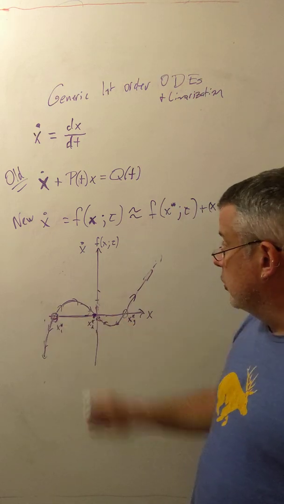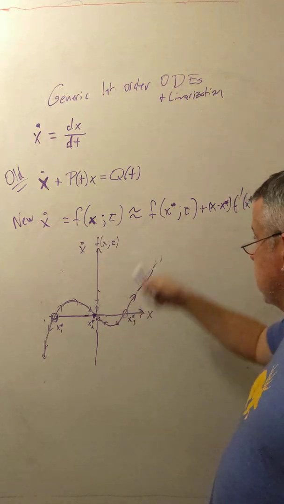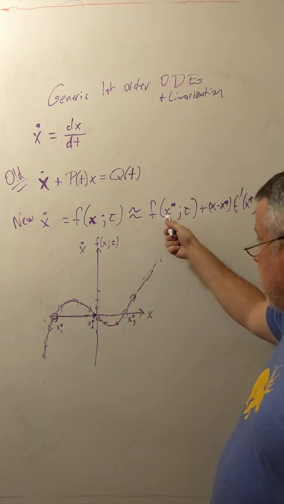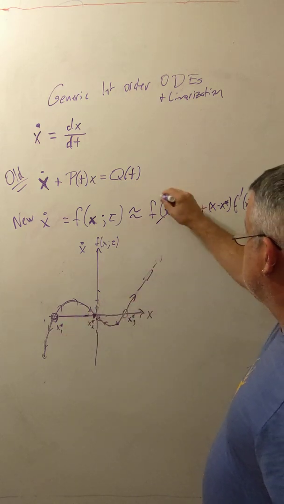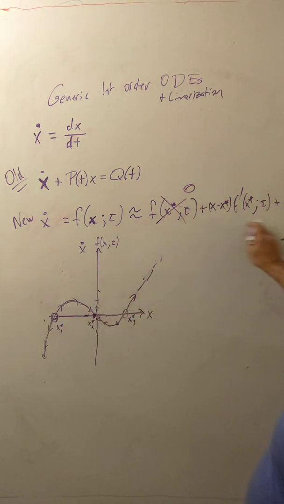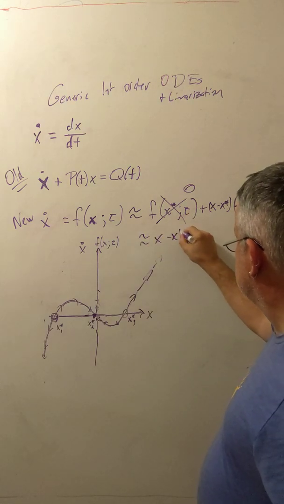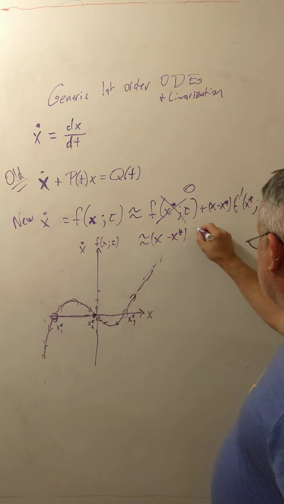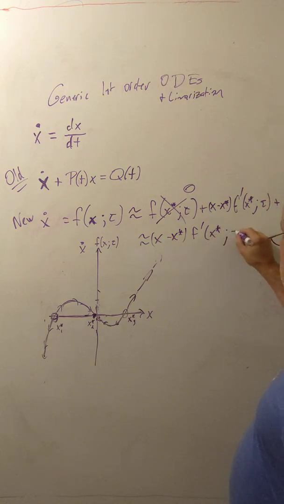Each of these is a root. And if they're a root, that means that x dot equals 0, f equals 0, which means that evaluating f of x star at any of the x stars we choose, this is equal to 0. So all we've got left is this little piece. So we have x minus x star, f prime of x star, tau.